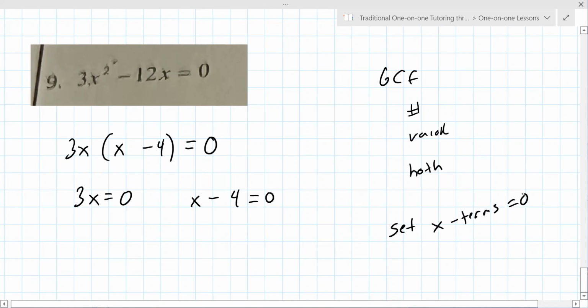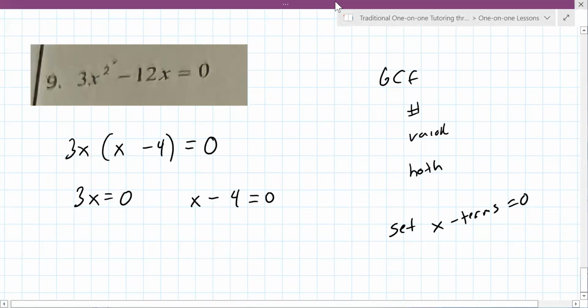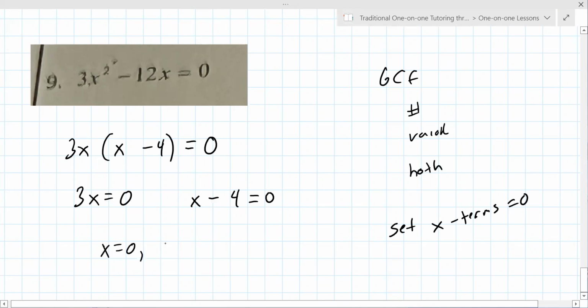Okay, so right. If it doesn't have an x, you can't set it to 0? That's right. And you sometimes see students trying to do that, if you look at your friend's work, but don't do that. Don't be that student. So you're solving each of these. Let me know what you come up with. I got 4 and 0. x is 0, x is 4, yeah.